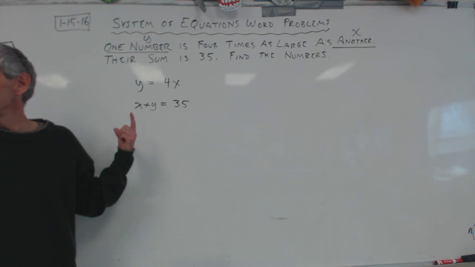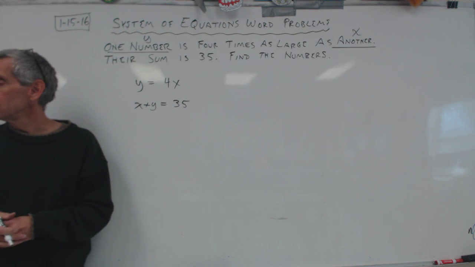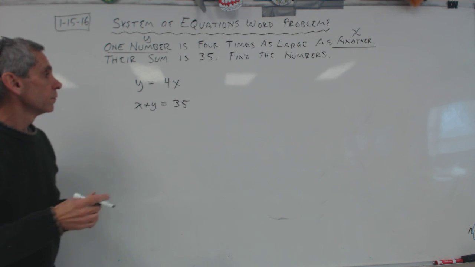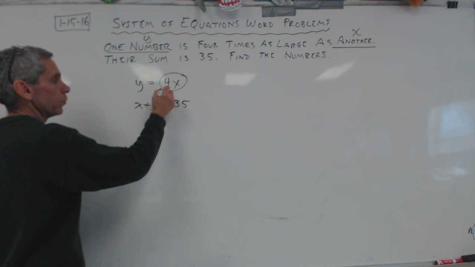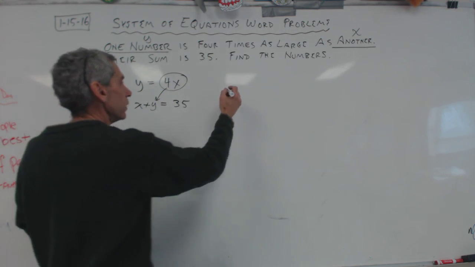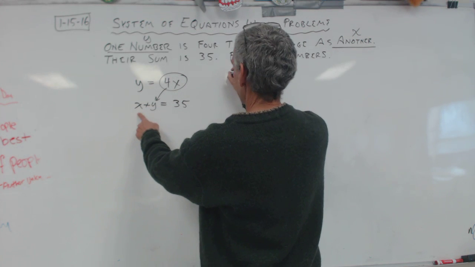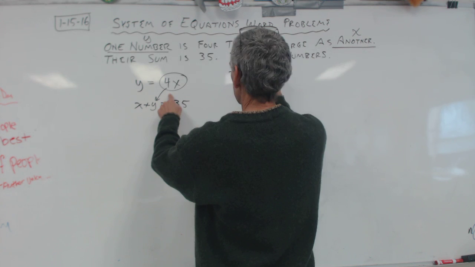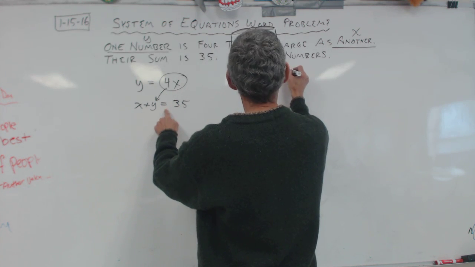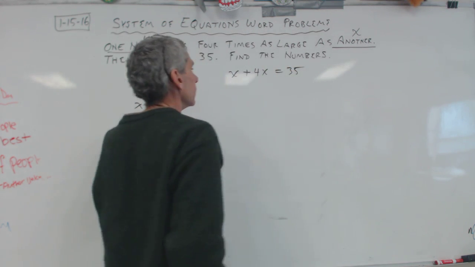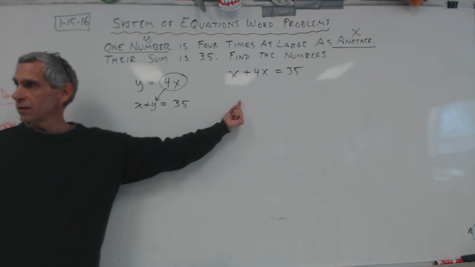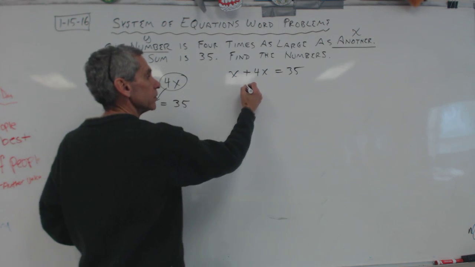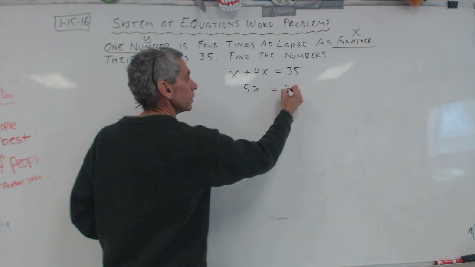So what would I do to solve this? You circle the 4x and put an arrow to the y. Now I rewrite it. I have x plus, instead of y, 4x, equals 35. Beautiful. So how many x's do I have on this side, really? 5 x's.